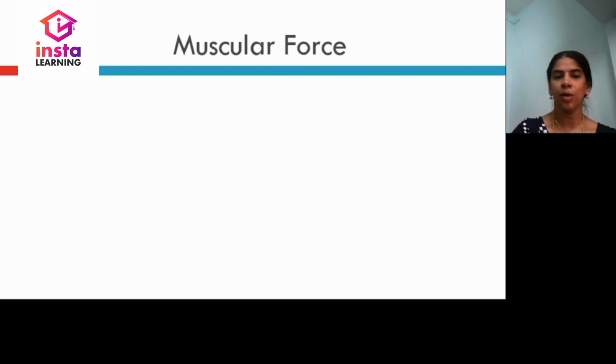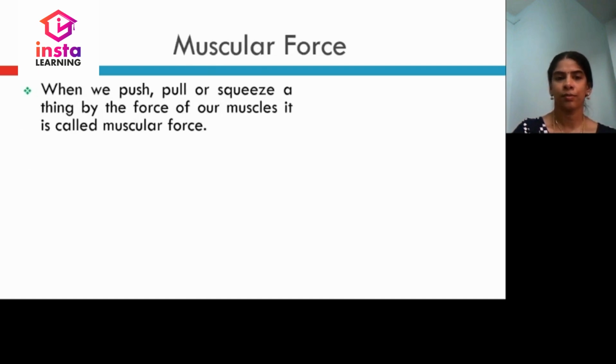Let us learn about muscular force. When we push or pull or squeeze a thing by the force of our muscles, it is called muscular force. In other words, we can also say when we do our work with the force of our muscles, it is called muscular force.